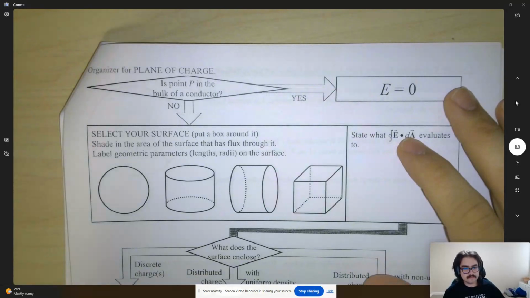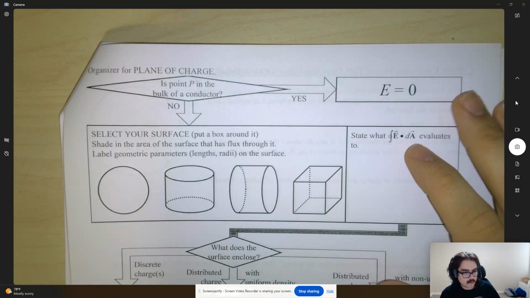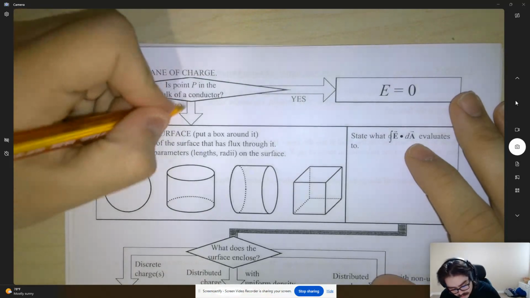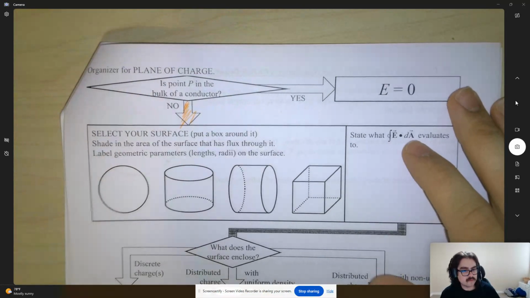We are not in the bulk of a conductor. We never have been. We never will be. At least in the notes packet. In the homework, maybe you get some in there.